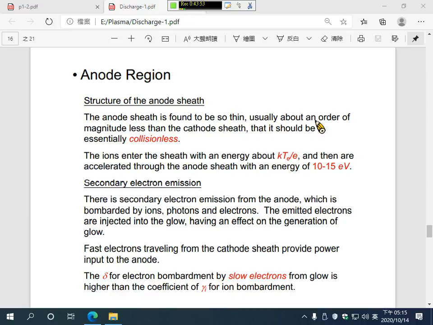And also the fast electrons travel all the way from cathode to the anode, right? So these electrons will also bombard the anode surface. And the photons inside the plasma irradiate the anode surface. So these particles will also generate secondary electron emission from the anode surface. So the anode surface emits electrons by ion bombardment, by electron bombardment, and by photon emission.